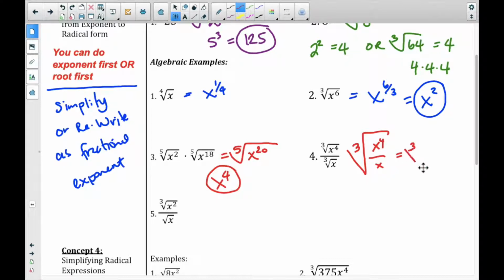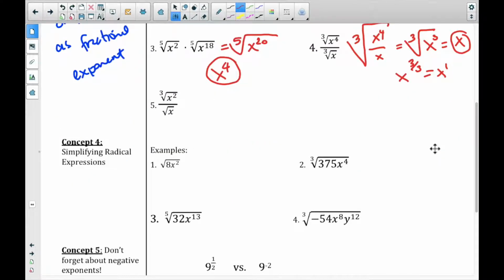Well, I know that x to the fourth over x reduces down to x to the third, because I just subtract those, we know that. And then the cube root of x to the third is x. If you wanted to think of it as a fraction, you could say 3 over 3, because 3 on the numerator, 3 on the denominator, that's x to the first. Now, we could do that with number 4 because they were the same root. And we could do that with number 3 because they were the same root, so we could consolidate them.